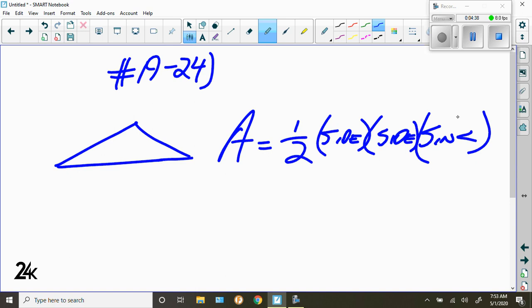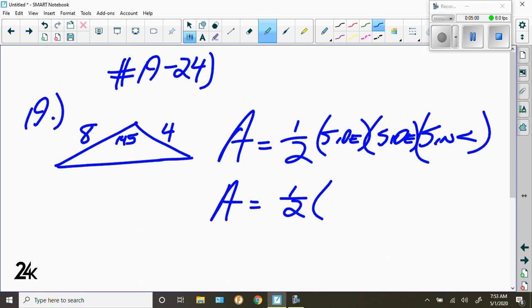All right. Remember that your calculator on your cell phone turns into a scientific one when you turn it sideways. So, number 19, it's 8, 145, and 4. Okay. So the area would be 1/2, 8 is a side, 4 is a side, and then I'm going to do the sine of 145.